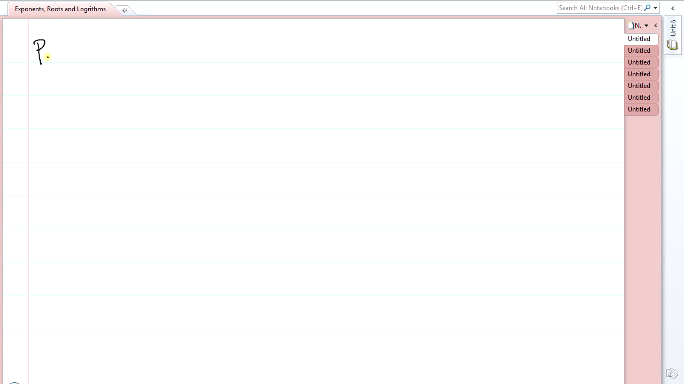For this lesson, we're going to look at what are called the properties of powers. Sometimes they're known as the exponent rules. We're going to have some guidelines.